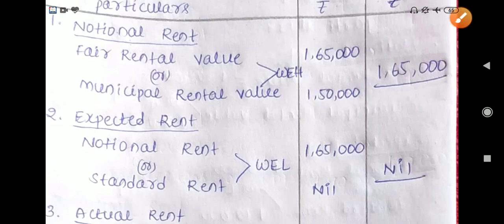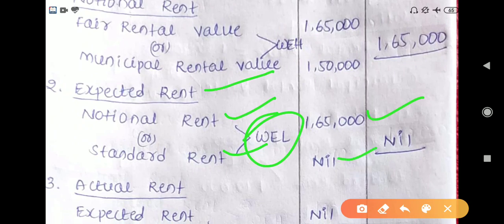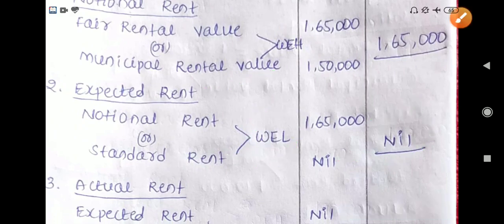And then expected rent. Expected rent means notional rent or standard rent, whichever is less. Notional rent we already got as 1,65,000 in step number 1. So 1,65,000 is considered. And standard rent is not given in the question, so here mentioned as nil. Whichever is less. Nil means 0, so 0 is the lesser amount. So that nil is taken into consideration.